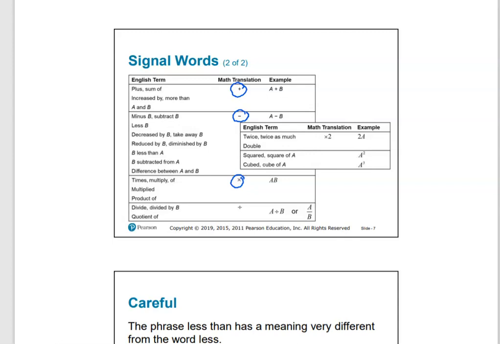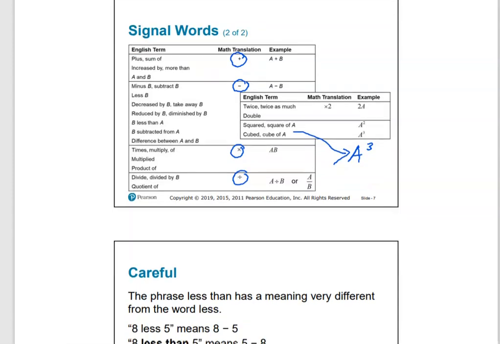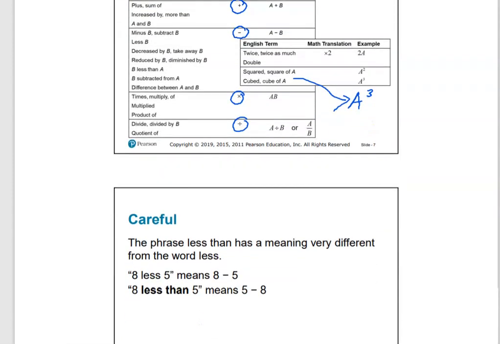Times, multiply, multiplied, product of, divide, divided by, quotient of. Twice as much would be times 2. Double also means times 2. Squared, you're raising something to the second power. Cubed, you're raising something to the third power. It's kind of hard to see that. So the cubed is saying A to the third. Okay, so there's some key words there that you can look back on.